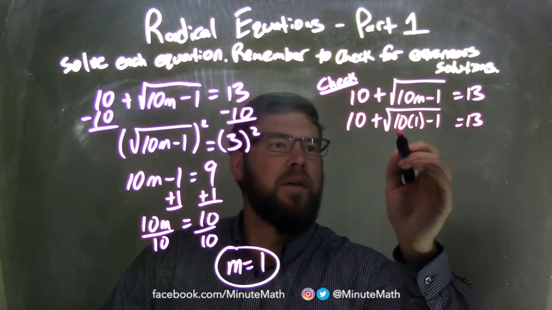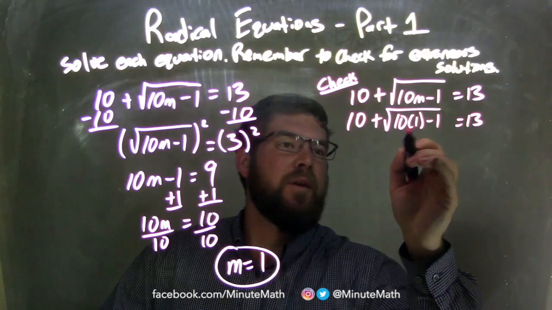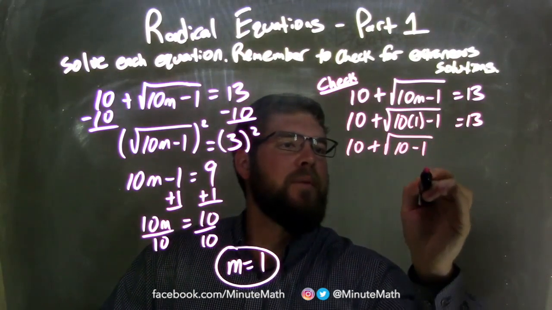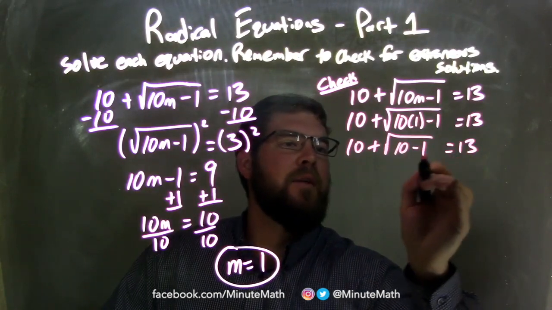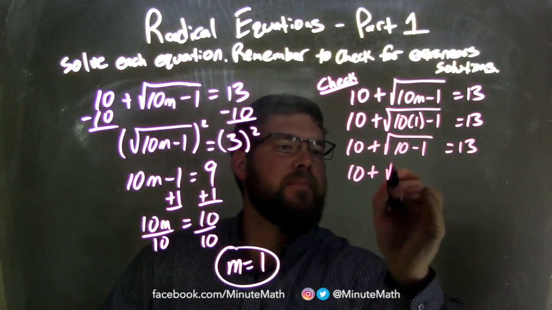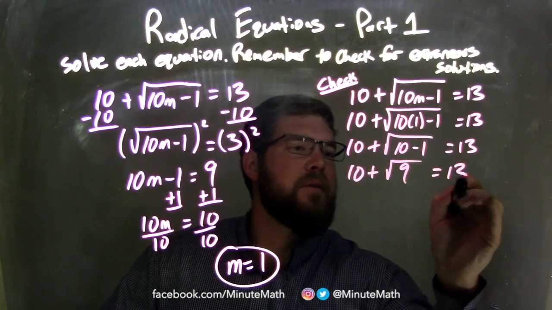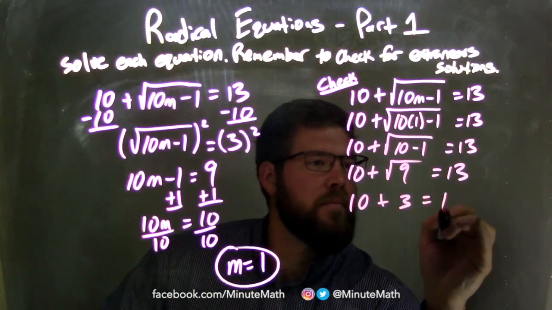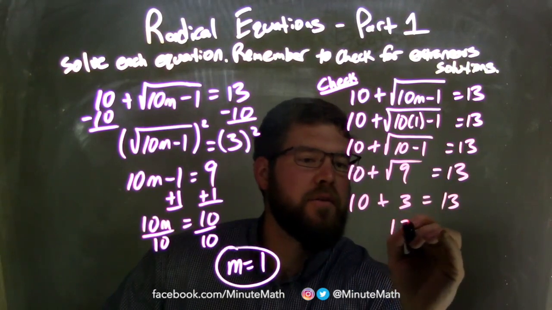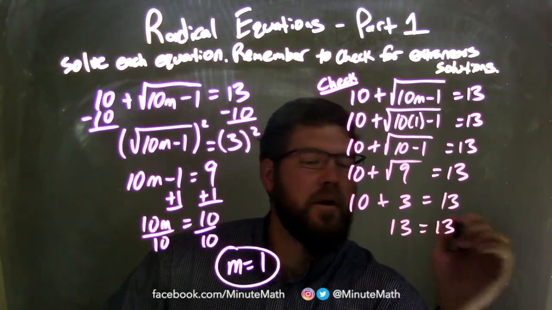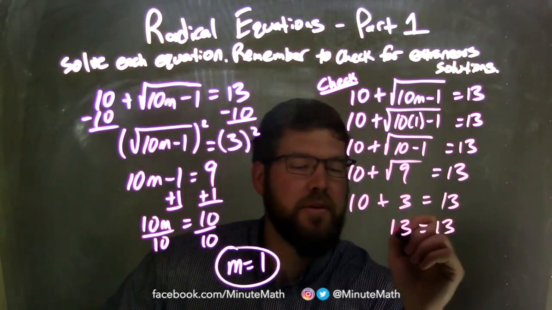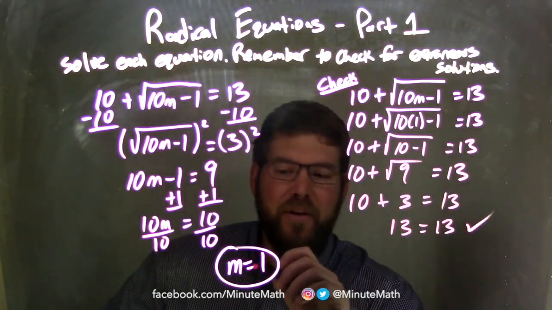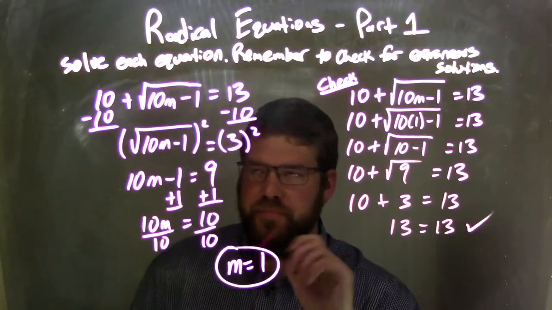Well, I'm going to simplify this. 10 times 1 is 10. So we have 10 plus square root of 10 minus 1 equals 13. 10 minus 1 is 9. So we have square root of 9 in there. Square root of 9 is 3. And 10 plus 3 is 13. And they're equal, right? On both sides, 13 is equal to 13. Check. And so therefore we can be confident that m equals 1 is our solution.